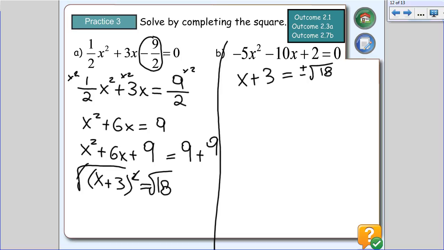Subtract 3 from both sides. And x is equal to negative 3 plus or minus root 18. I get it now. That's a very important question. It is important, because a lot of you probably didn't write it in that way. A lot of you probably did plus or minus square root 18 minus 3. It's not wrong. It's just a different order.